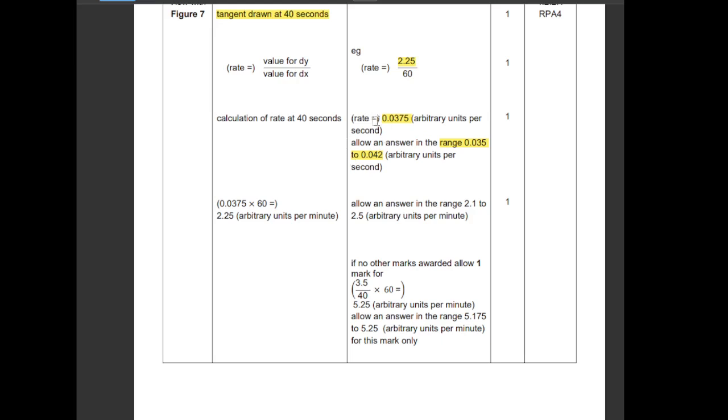Now once you do that, you are trying to calculate the arbitrary rate of reaction in arbitrary units per minute, so they're multiplying it by 60 again, which brings it back to 2.25. So our answer was within that range of 2.1 to 2.5, right? Here this part is very important, right? If no other marks are awarded, allow 1 mark for simply dividing 3.5 divided by 40 and then multiplying it by 60, right? That would give you a rate of 5.25, which will only give you 1 mark.